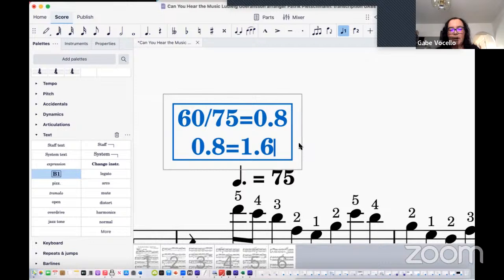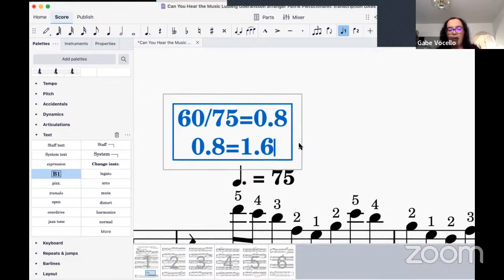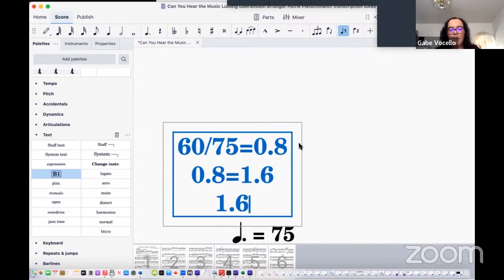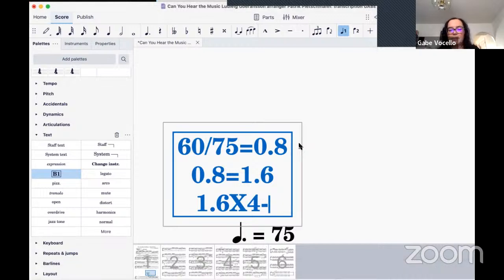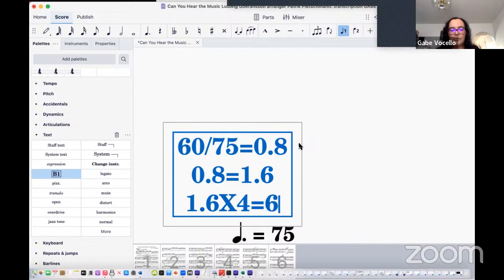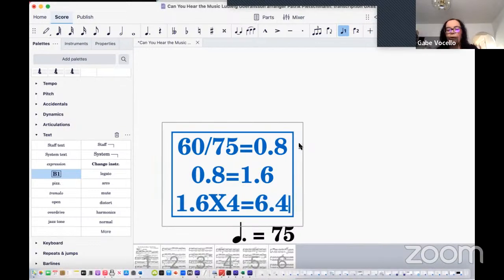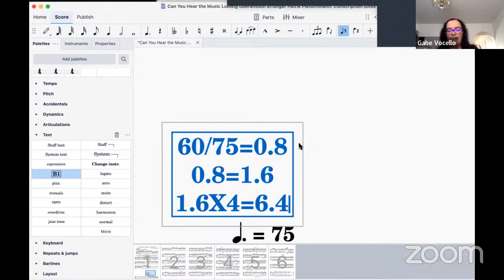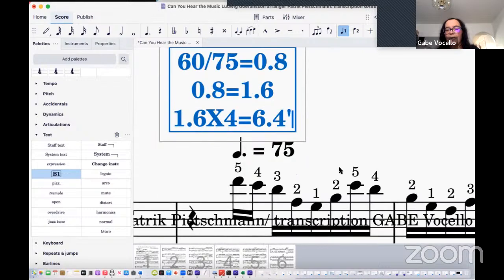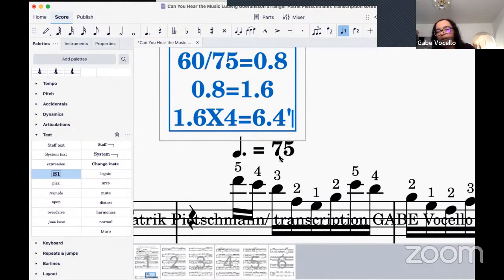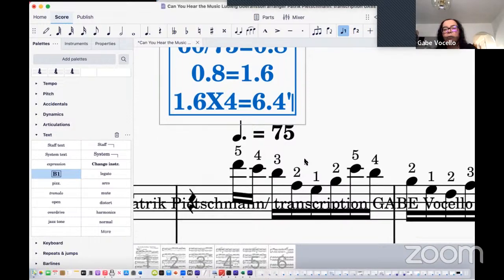1.6 seconds. Now I have 4 measures, so I multiply by 4 measures. So 1.6 multiplied by 4 measures is equal to 6.4 seconds. Let me see this correctly. Yes, it's equal to 6.4 seconds. The duration of those 4 measures when the dotted quarter note is equal to 75 BPM.